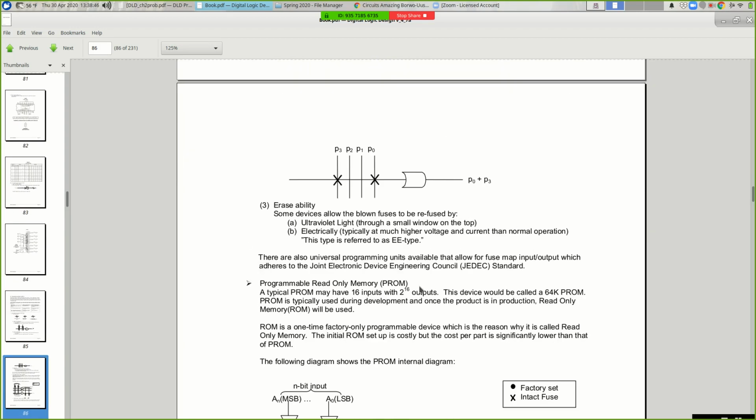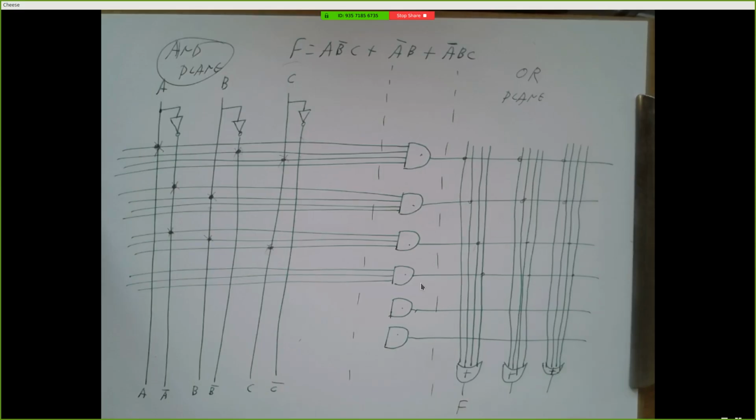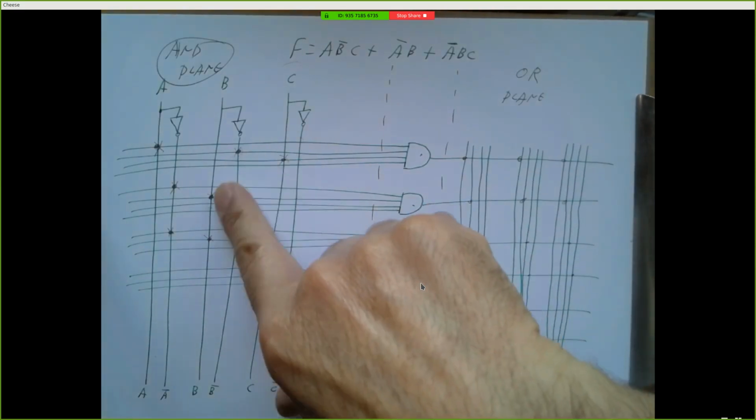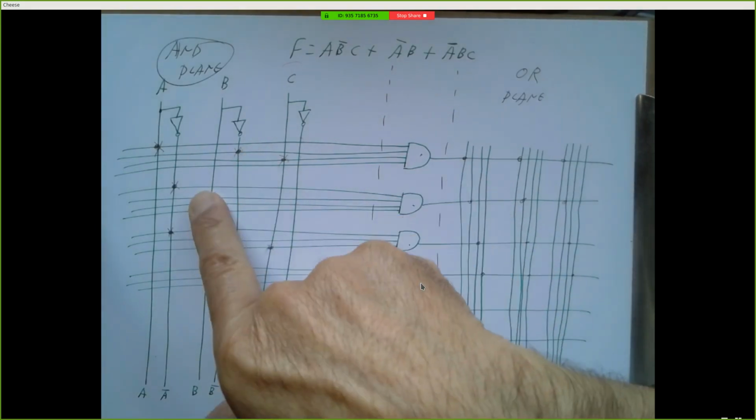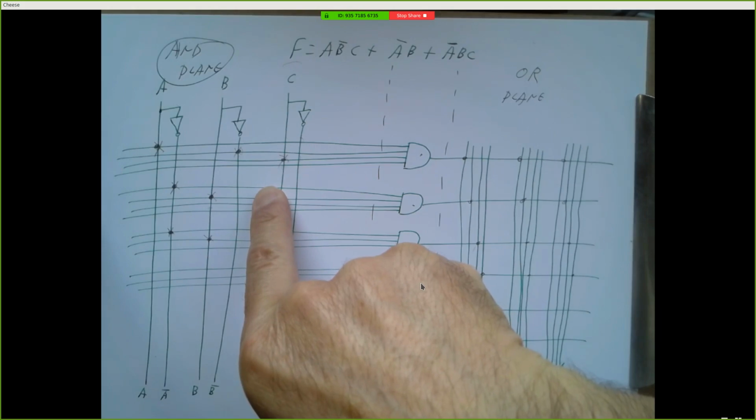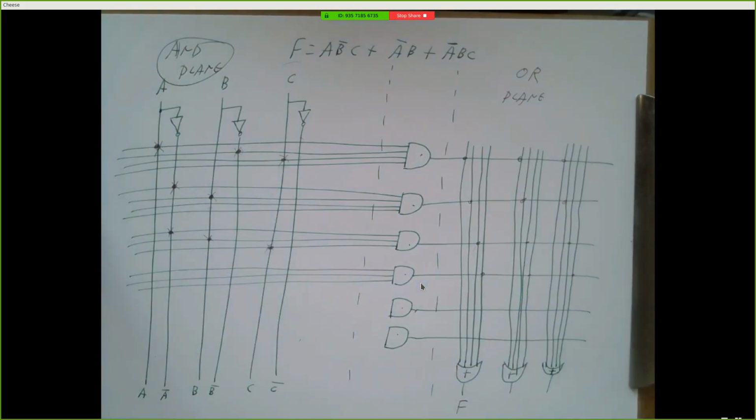All right, some of these devices can be reused. Now, if these are actual metal fuses that we're melting, once you melt a fuse, that's it. There's no connection between, say, this line and that line. There's no way to get that connection back. But like I said, we don't really use fuses anymore.